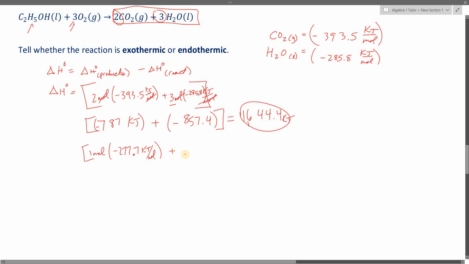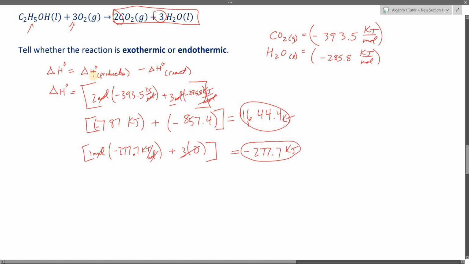And that's plus. And then oxygen, because it is uncombined, is 0 kilojoules per mole, even though there's 3 of them. That just goes away. So then I'm left with, on the bottom, the reactants alone have negative 277.7 kilojoules. The moles cancel here. All right, so I have my reactants enthalpy of formation, and I have my products.